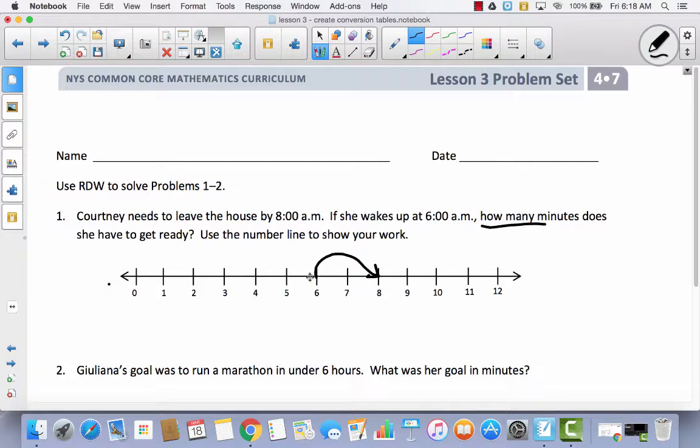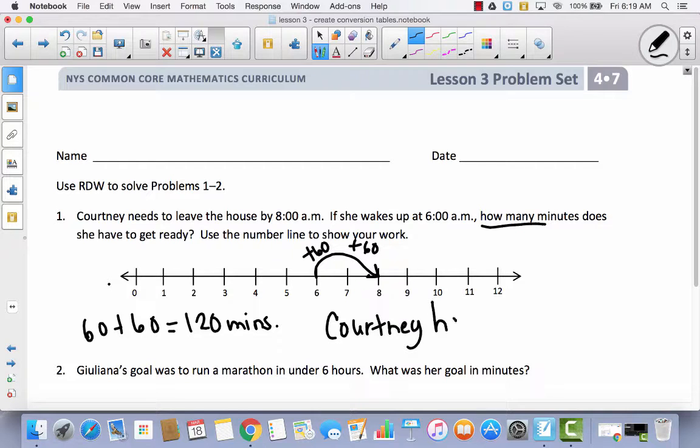Well, how many minutes are there from 6 to 7? Well, that would be 60 minutes. And then how many minutes are there from 7 to 8? Well, that would be 60 minutes. So if I took 60 plus 60, that would give me 120 minutes. So how many minutes does she have to get ready? Courtney has 120 minutes to get ready.